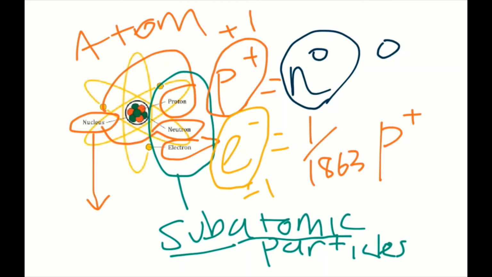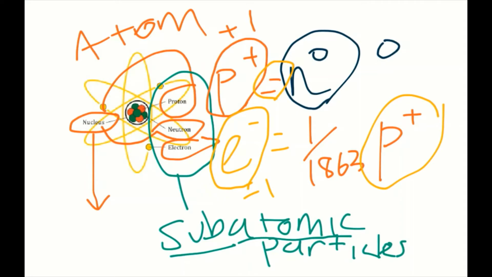Now, let's talk about the size of these subatomic particles. A proton and neutron are nearly identical in mass, which is why I wrote the equal sign, but an electron is actually equal to 1/1863 of the mass of a proton, which means it is super small in terms of mass. So let me ask you something. Why does the atom stay together and not fall apart?